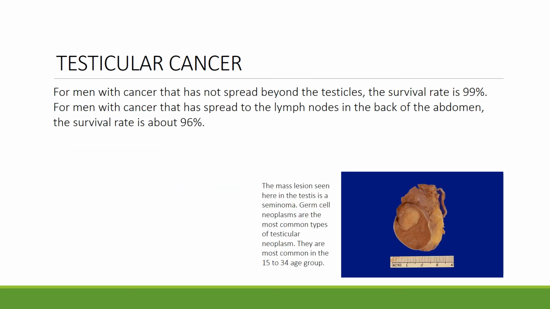For men with cancer that has not spread beyond the testicles, and that's known as stage 1, the survival rate is 99%. For men with cancer that has spread to the lymph nodes in the back of the abdomen, and these lymph nodes are called the retroperitoneal lymph nodes, their survival rate is about 96%.